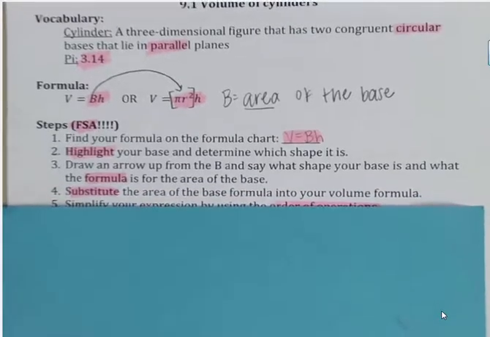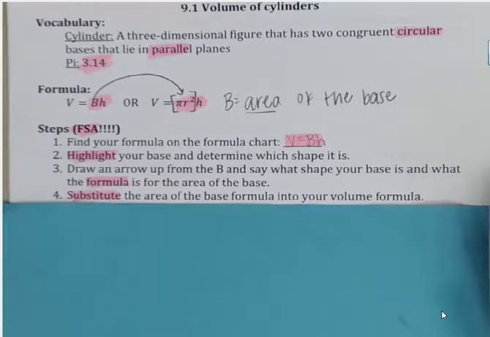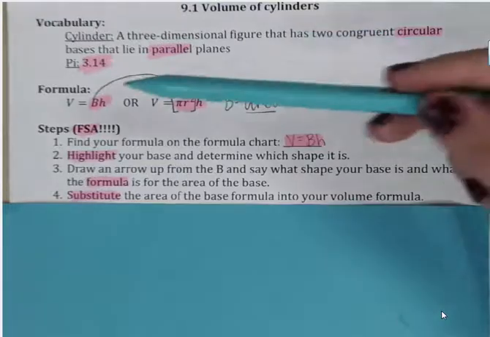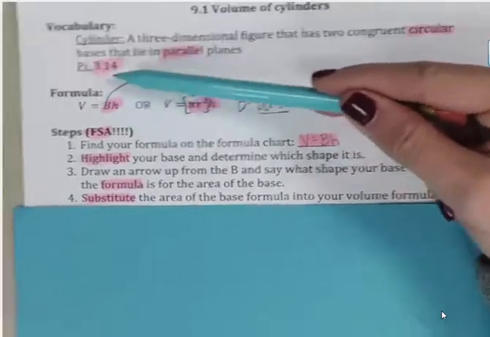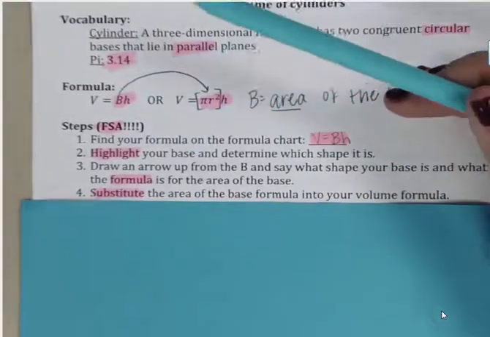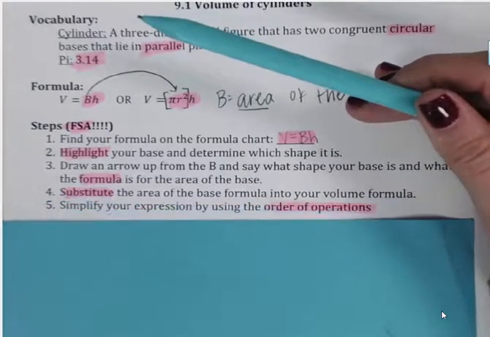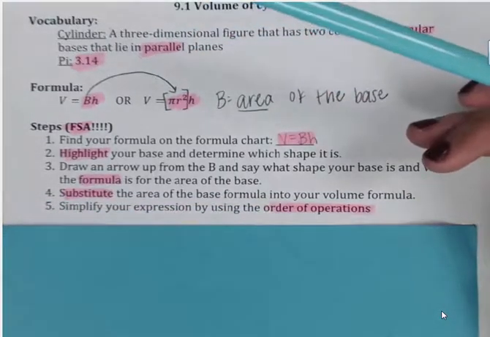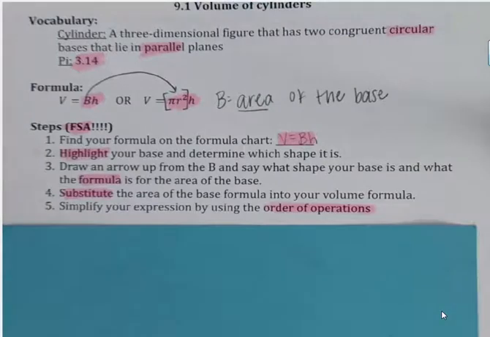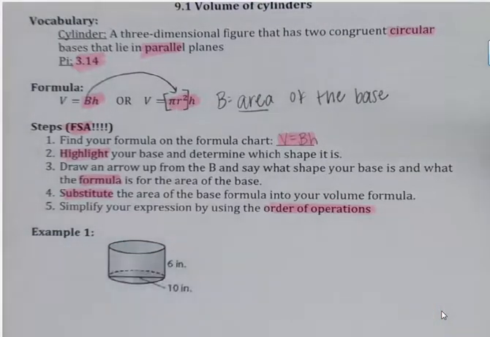Next, you're going to substitute the area of the base formula into your volume formula. Basically, for cylinders, you're going to take this and you're going to turn it into this. And lastly, you're going to simplify your expression by using the order of operations. So you're just going to solve your equation for your answer.